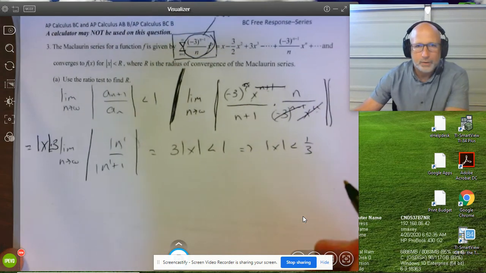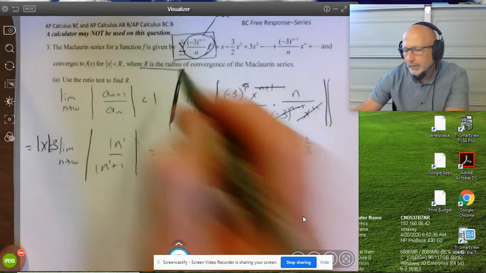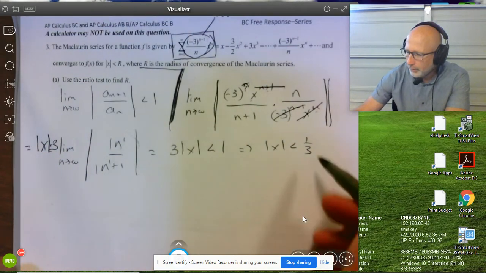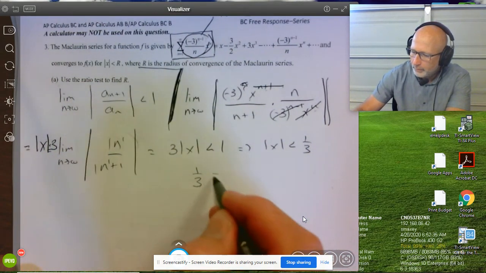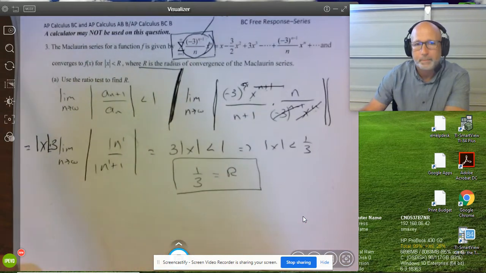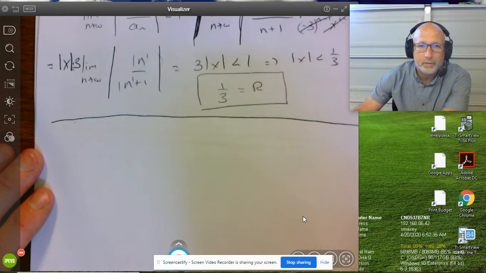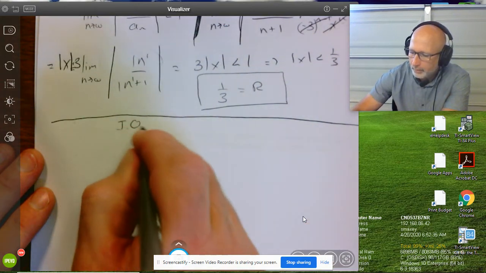Now, what do I need to know? I need to know what the radius of convergence is only. That's all I need to do. So there it is. We're 1/3. That's what the radius of convergence is equal to. Now, just to get some extra practice in, I'm going to come up with the interval of convergence. Okay, so interval of convergence.